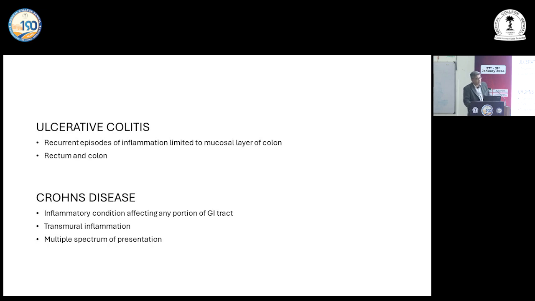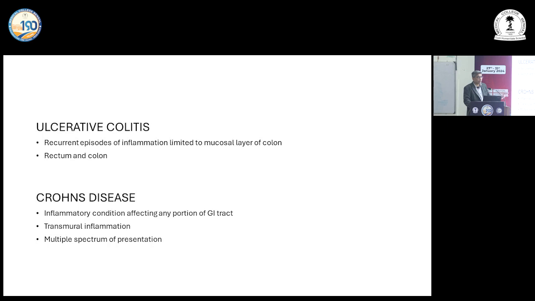Ulcerative colitis is a recurrent episode of inflammation affecting the mucosal layer of the colon. So it has got an implication. Crohn's otherwise is an inflammation affecting any portion of the GI tract, and it is transmural. So in Crohn's you will see more complications like stricture, fistula, obstruction, etc., which is not that common in ulcerative colitis. So that's the background. And ulcerative colitis will involve mainly the rectum and the colon.